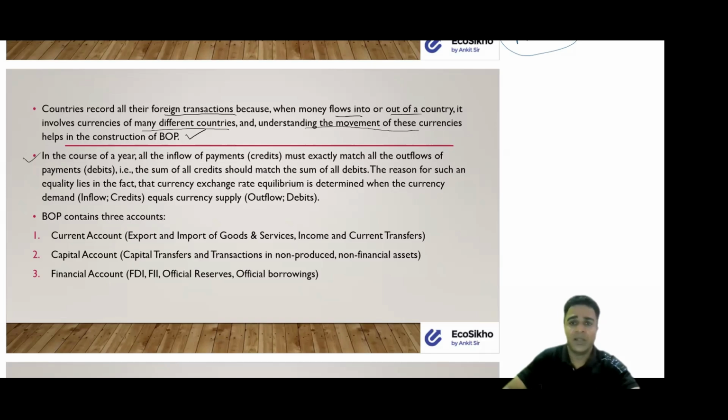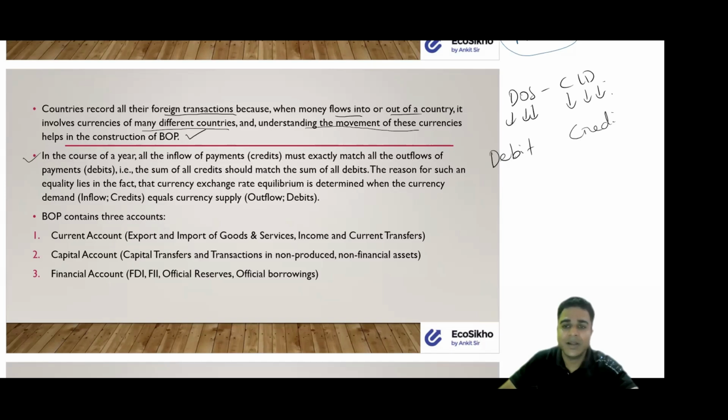So moving on. Just now we talked about DOSCID. That is debit, outflow, supply. And CID stands for credit, inflow, demand. So whenever we try to make a balance of payment, we always see items of two different natures. We always see some items are debit, or we always see some items are credit. And just to remind you once again, credit items are accompanied with a plus sign and debit items are accompanied with a minus sign.